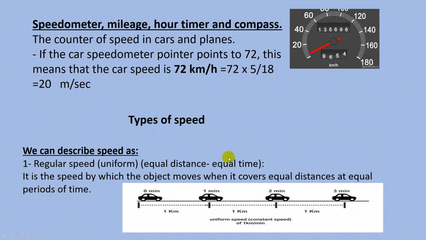Equal distance, equal time means when the object, like a car, covers equal distances in equal intervals of time. Again, how can we describe speed? Number one, something called regular or uniform speed. When an object, like a car, covers equal distance in equal intervals of time. This car moves each 1 kilometer in 1 minute.